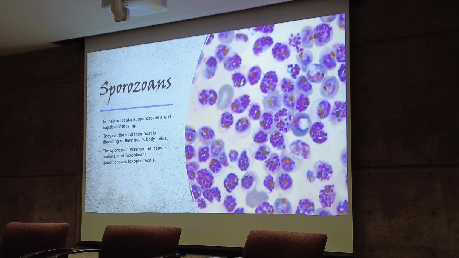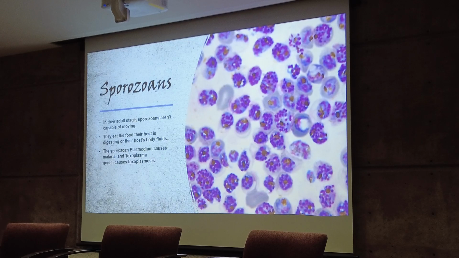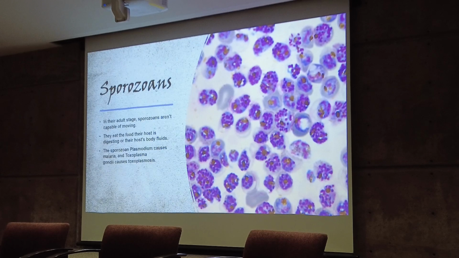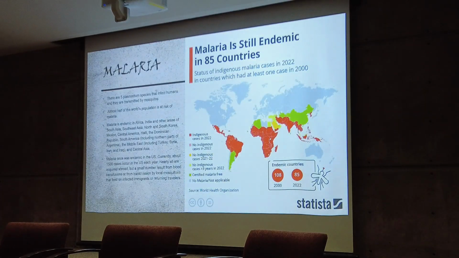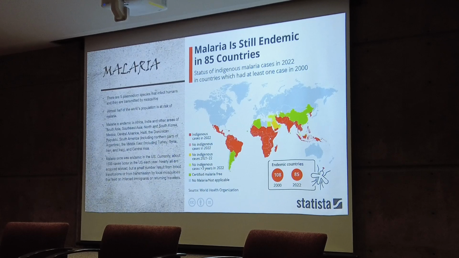Now, how about sporozoans? In their adult stage, sporozoans aren't capable of moving. They eat their food from the host's digestion and their host's body fluids. The sporozoan Plasmodium causes malaria, and Toxoplasma gondii causes toxoplasmosis. T. gondii, we've done entire presentations on T. gondii. Disturbing presentations.